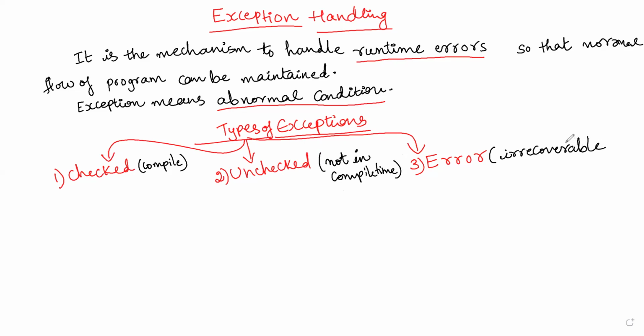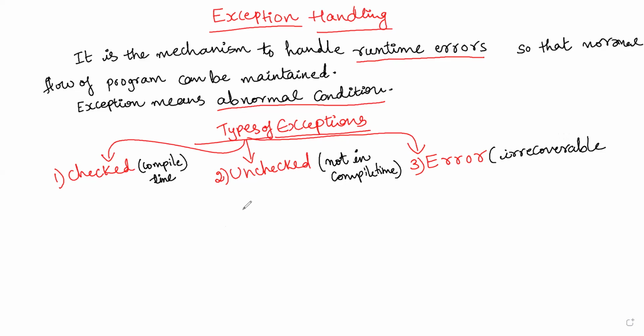So remember, there are three types of exceptions. The first is checked exceptions, the second is unchecked exceptions, and the third is error. Checked exceptions are checked at compile time. When exceptions come at compile time, they are called checked exceptions. Unchecked exceptions are not at compile time; they occur at runtime.